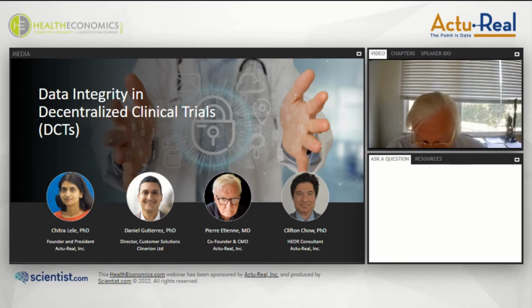In traditional monitoring, you do source data verification, but this is no longer possible in decentralized clinical trials because data is collected at the source or is reported by the participant. But data integrity remains essential, of course.